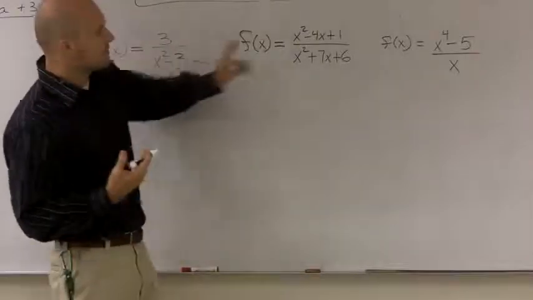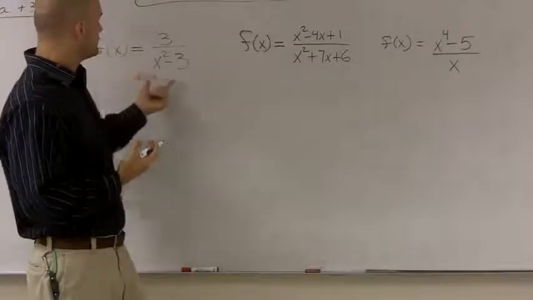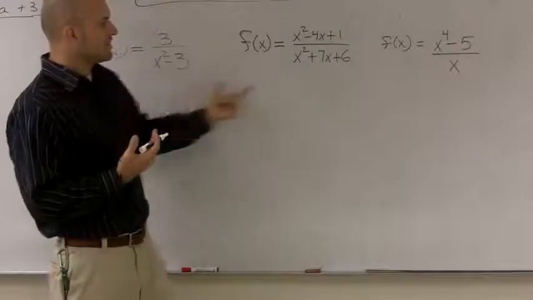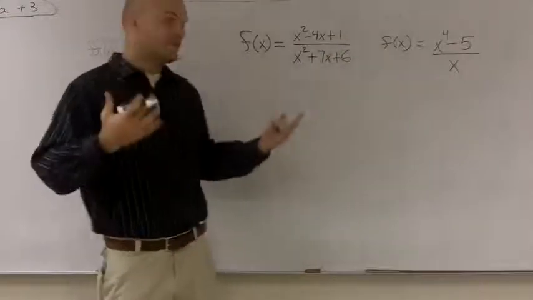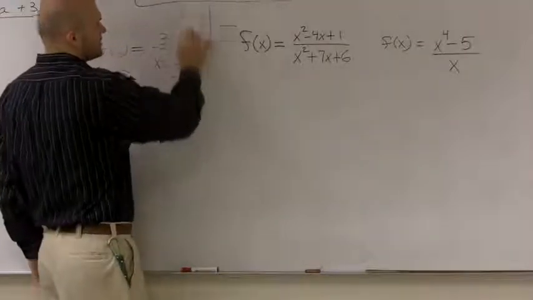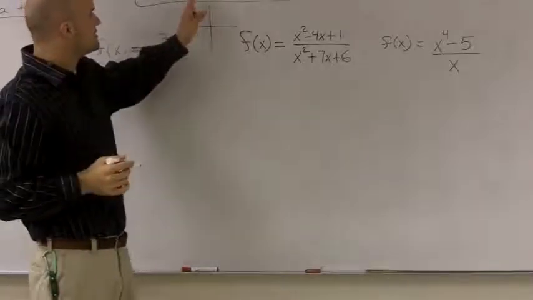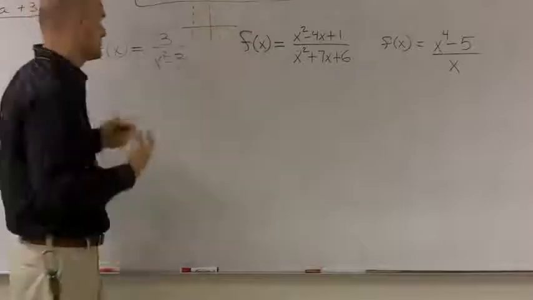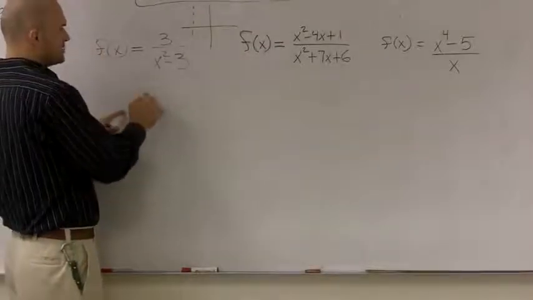If you remember, when you have a rational function, to find the domain, you determine what values make the bottom 0. Whatever values make it 0 are not going to be a part of your domain. It's the same thing with the vertical asymptote, because a vertical asymptote is a vertical line at a value of x that your graph does not have, or is not defined for.